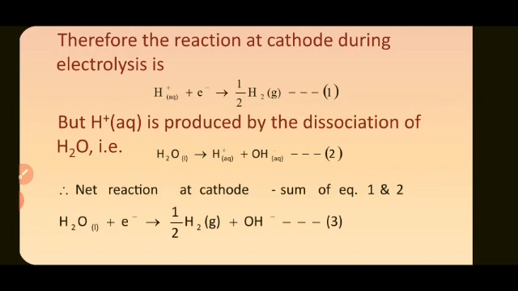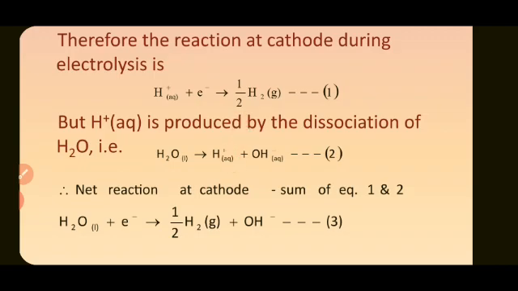This is equation number 1. But H plus, that is from aqueous, is produced by the dissociation of water. So what do we have to write? H2O, that is liquid, gives H plus and OH minus. This is equation number 2. Therefore, the net reaction at the cathode is the sum of 1 and 2.